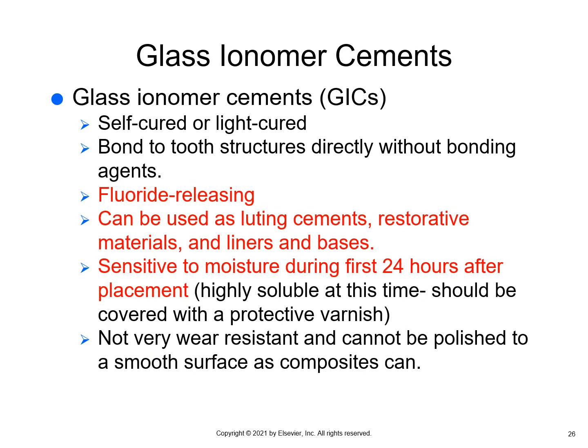Glass ionomer cements have become very popular. The good thing about glass ionomer cements is the fact that they're fluoride releasing. So through the life of the cement, it is constantly releasing fluoride. These can be self-cured or light-cured. They bond to tooth structures directly without any bonding agents. That's another benefit. They can be used as luting cements, restorative materials, or liners and bases.